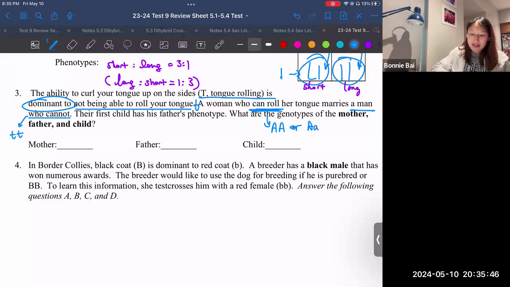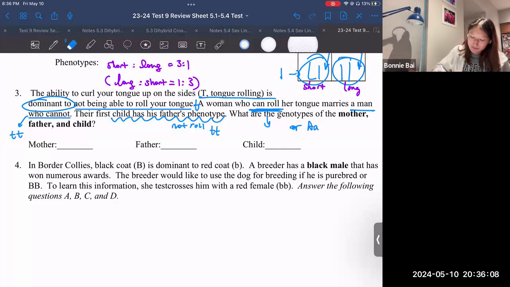Their first child has his father's phenotype. All right, let's look at the child. Maybe the child would give us some insight. So the child has his father's phenotype, which means the child also cannot roll. So if the child cannot roll, the child is also little t. Whoops. Used the wrong letter over here.